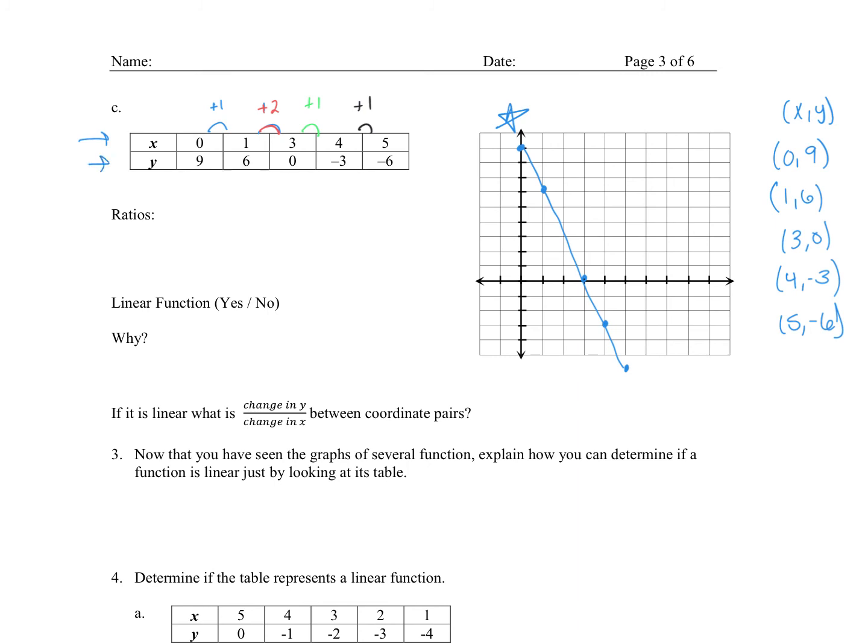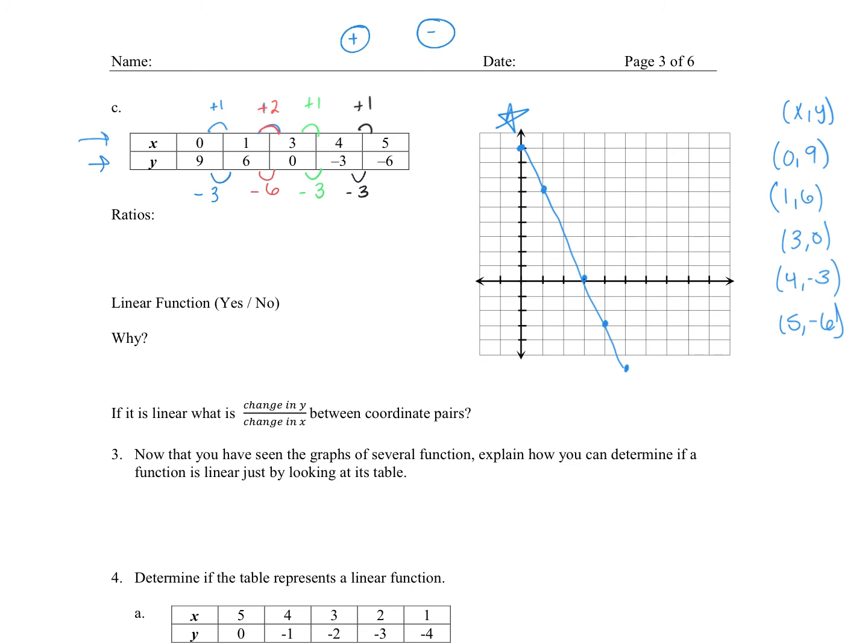So we're looking here. From 9 to 6. Now, I did not add here. Remember, you can either add or you could subtract. So how did I get from 9 to 6? I subtracted 3. Okay? Then, how did I get from 6 to 0? I subtracted 6. Then, how did I get from 0 to -3? I subtracted 3. And then, how did I get from -3 to -6? I subtracted 3.